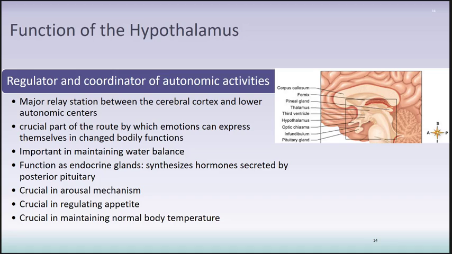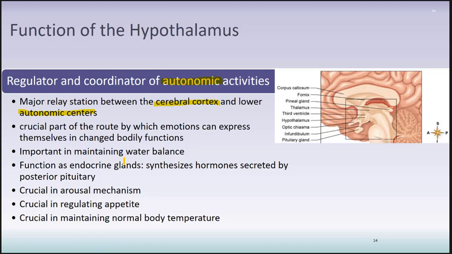The hypothalamus, though, really plays a lot of different roles, and it's really important to understand that it's the regulator and the coordinator of autonomic activities. So we're talking about activities that we don't have direct control over ourselves, sort of considered to be involuntary activities. And so it really coordinates our cerebral cortex with some of our autonomic nervous system centers.